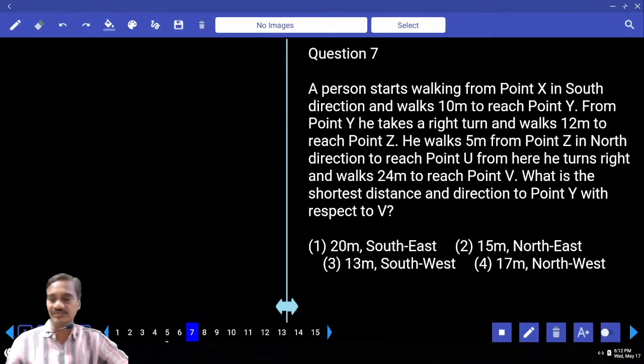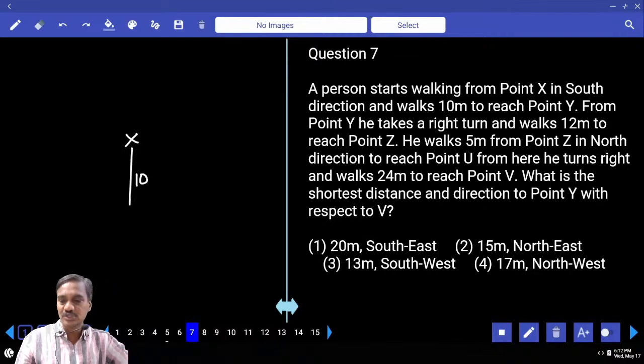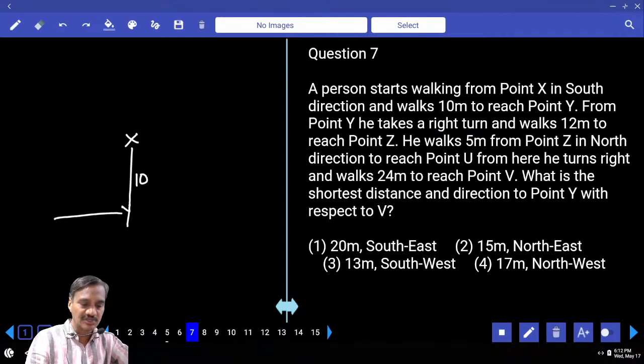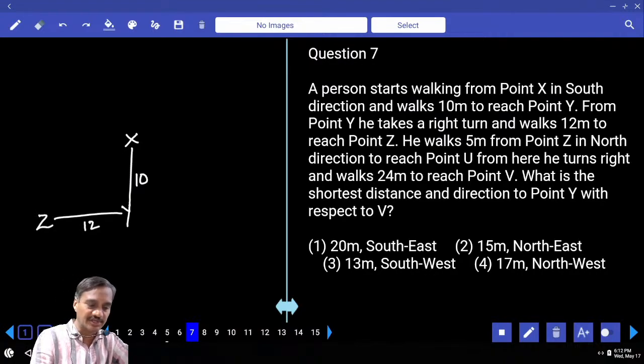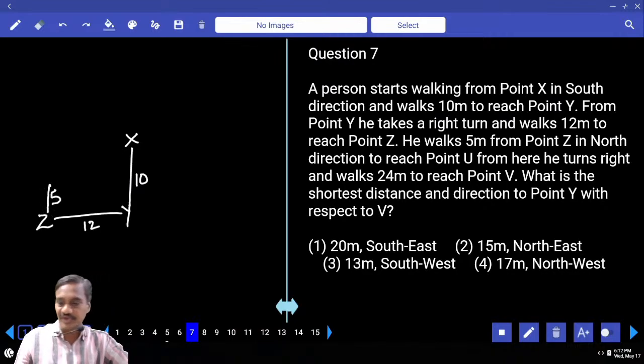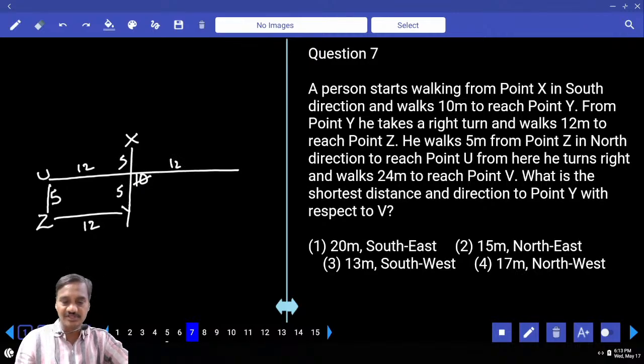Then 7, it is based on directions. A person starts walking from point X in south direction. Now this is X, and he walks 10 meters to reach a point Y, and from Y he takes a right turn and walks 12 meters. From here, right hand side 12 meters to reach point Z. And again from Z, he walks 5 meters in the north direction to reach a point Q. From there, this person walks 24 meters towards right. And 24 meters towards right means this is 12 and this is another 12. Out of this 10, this is 5 and this is 5. Then he reaches point V.